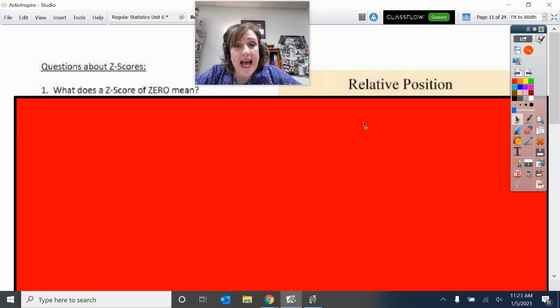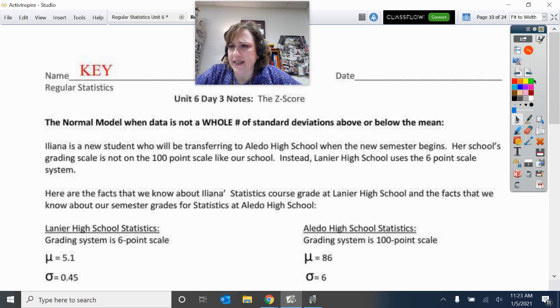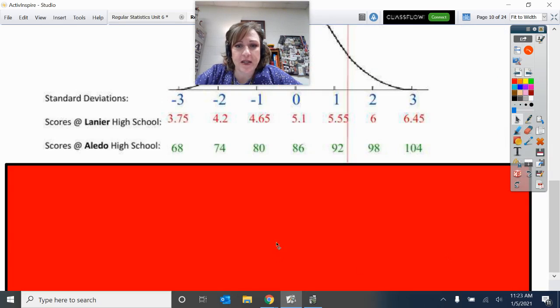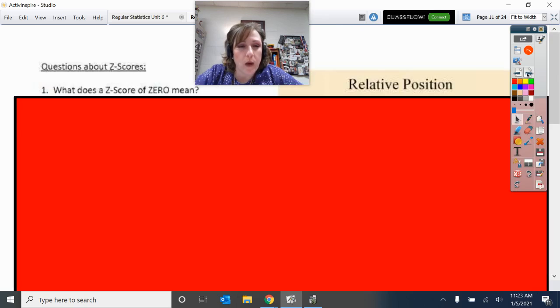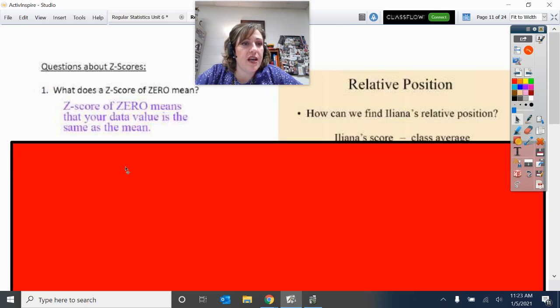This idea of how many standard deviations you are above or below the mean is called a z-score. In fact, I think that was down at the bottom. I just skipped over that. Yep. The z-score is the number of standard deviations above or below the mean. So she is 1.2 standard deviations above the mean at Lanier High School. Okay, so z-score: how many standard deviations? The number of standard deviations you are above the mean or below the mean.